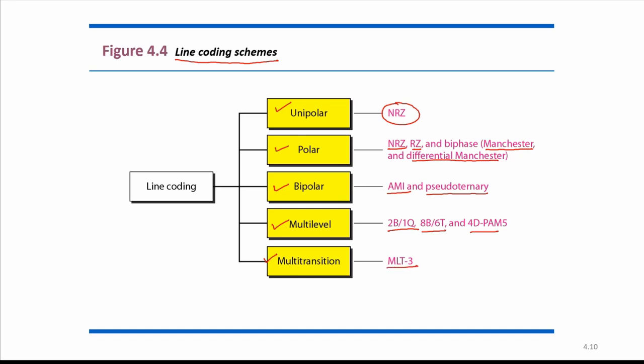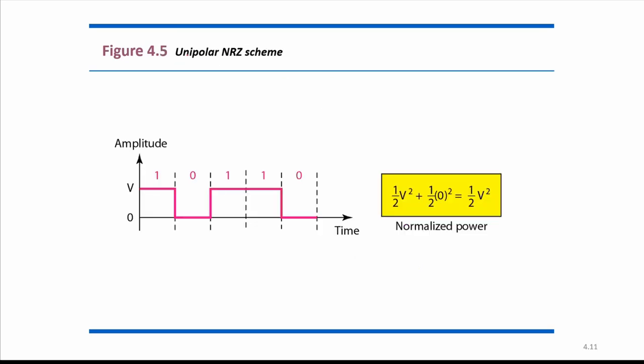So these are the different categories, and these are the encoding techniques that are available in each category. Okay, so we will go through the categories one by one. The first one is the unipolar NRZ scheme.